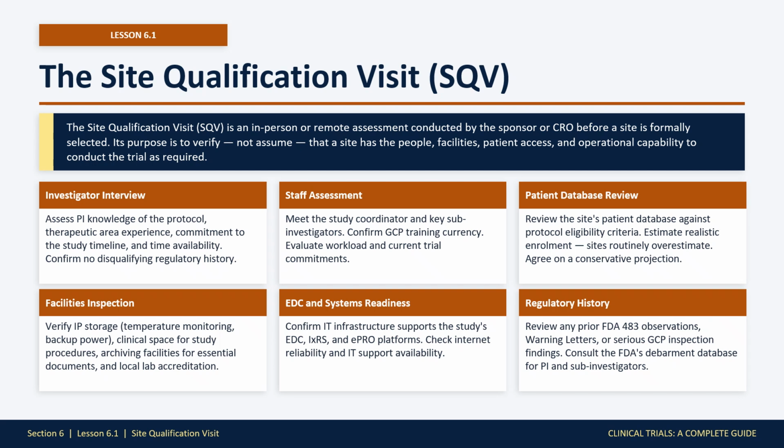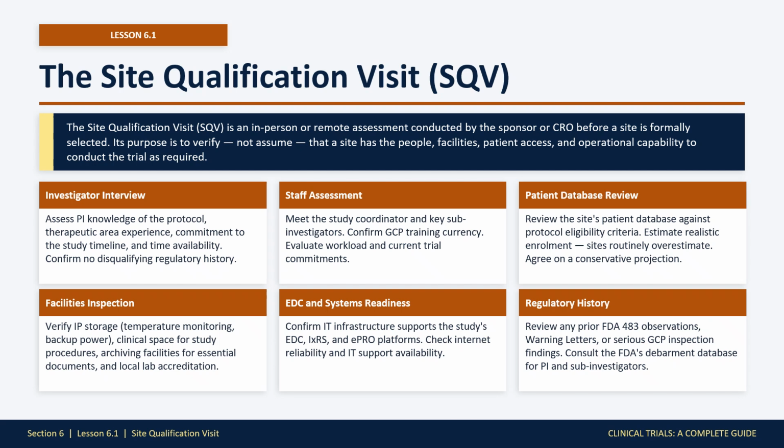Are they GCP trained? How overloaded are they? Do they actually understand their roles? Patient database review involves looking at real patient records, anonymized if necessary, and making a realistic enrollment estimate based on actual eligibility matching, not optimistic projections.